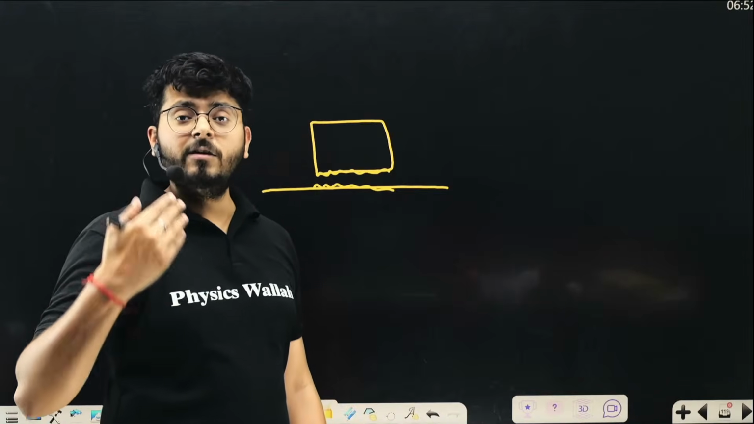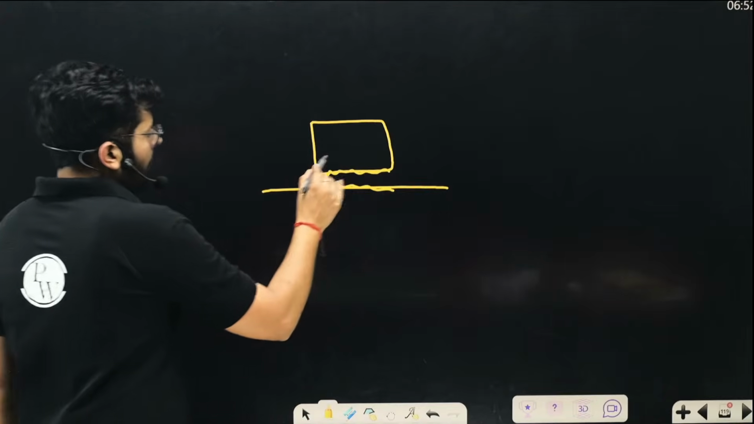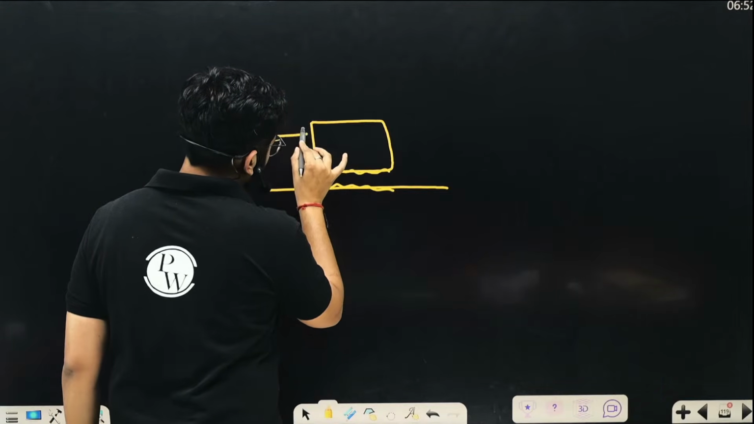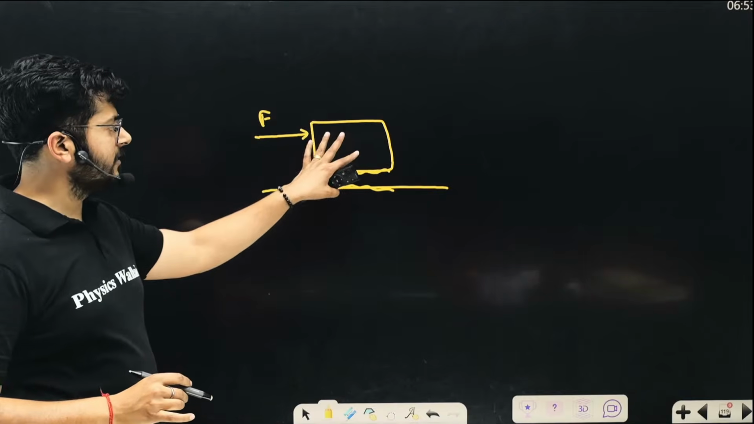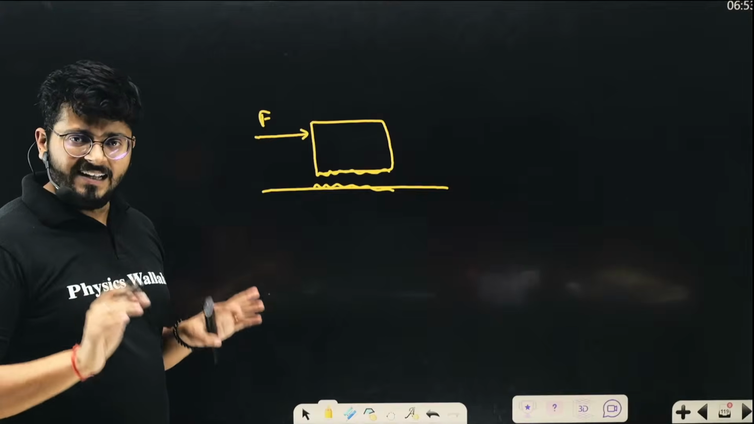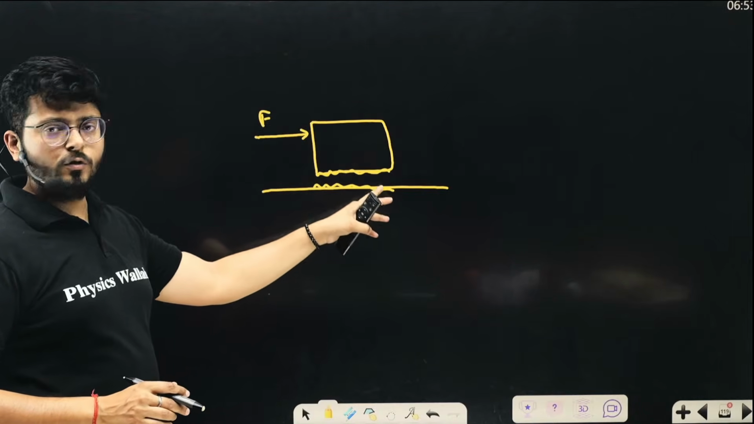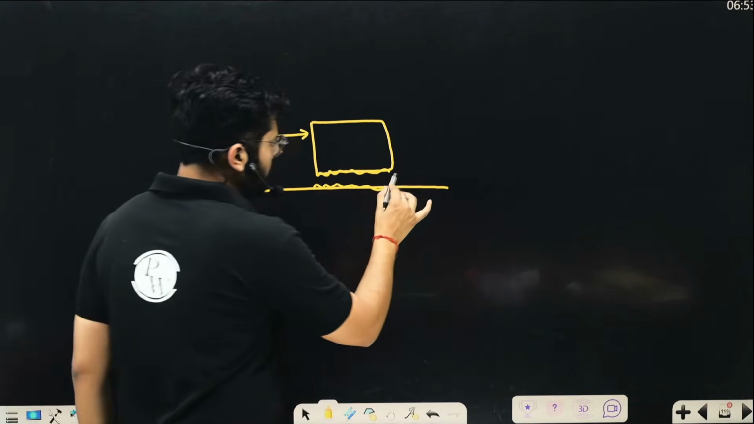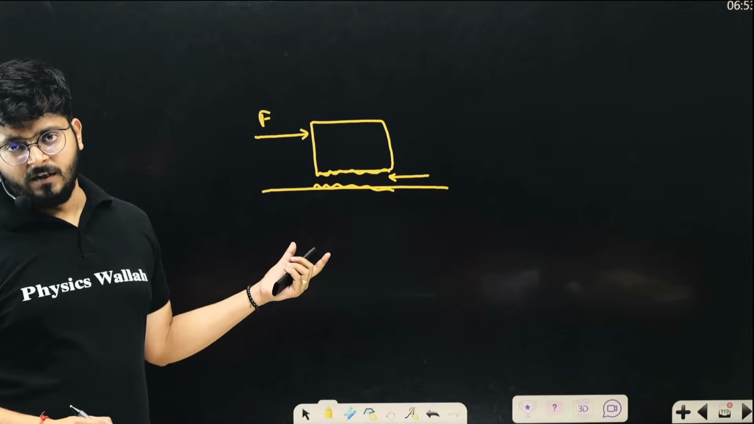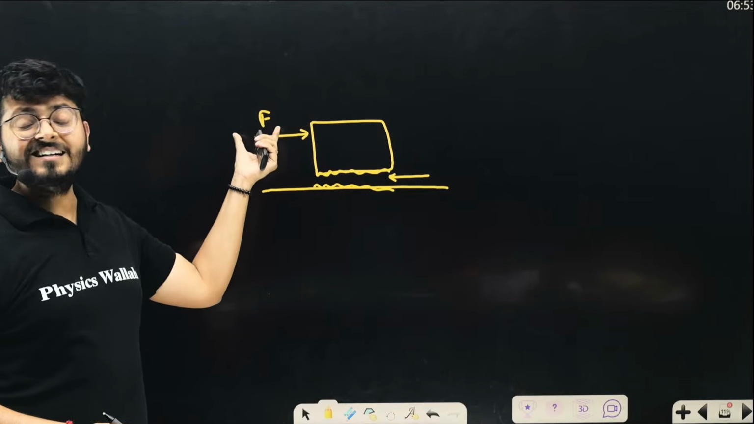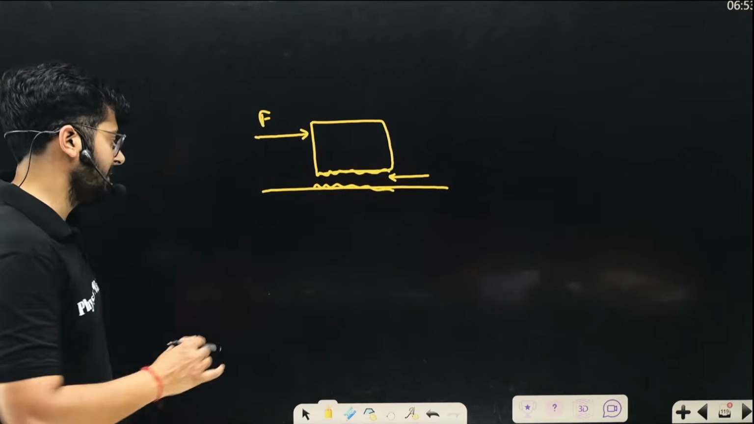When will you say that there will be static friction? When you apply a force on this body, and even if you have applied the force, there is no motion. My dear kids, the force is applied, but the motion is not there. That means something is opposing you, and that, my dear kids, is the static friction. So static friction is opposing the tendency of relative motion.